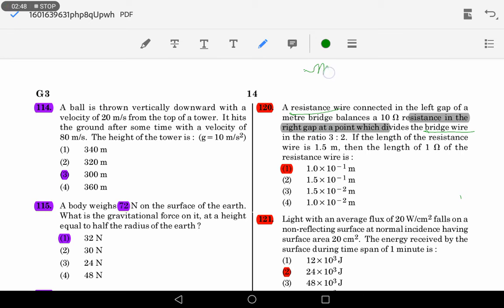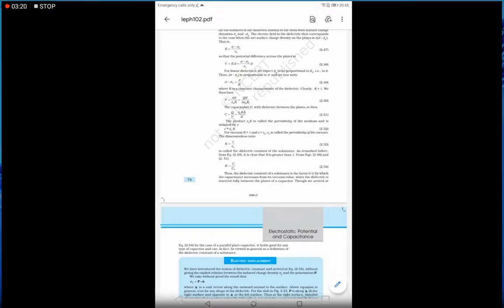Usually we connect a resistor in the left and right gap of a meter bridge, but instead of a resistor in the left gap, there is a resistance wire in the left gap of a meter bridge, and the meter bridge balances a 10 ohm resistance in the right gap at a point which divides the bridge wire in the ratio 3:2. Since the ratio is provided, take it as 3x and 2x, or simply 3 by 2.